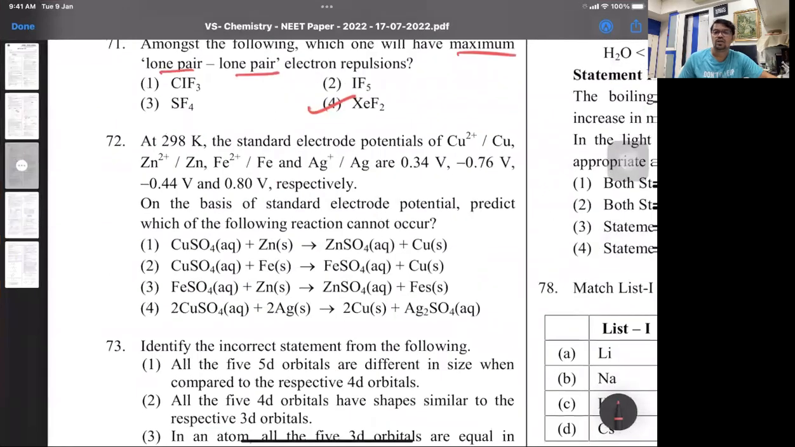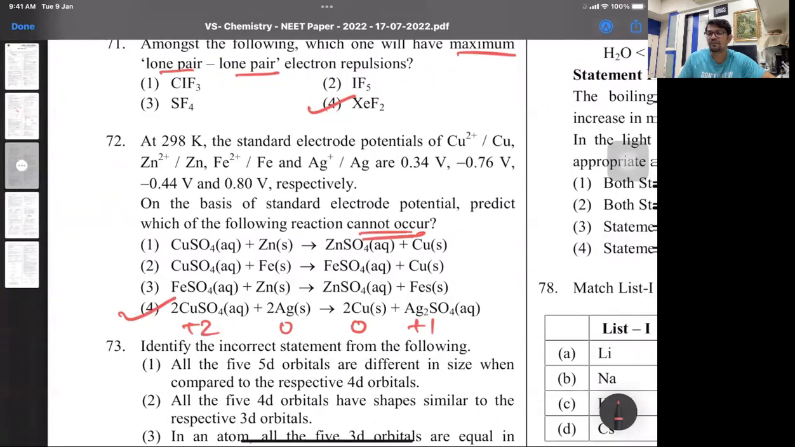Now it says you are given the electrode potential values of all the ions, and all are SRP values because they are reduction values, +2 to 0, all of them. And only for silver, it is +1 to 0. Now with respect to SRP, what we know is that the element with higher SRP will undergo reduction, lower SRP will undergo oxidation. So it says predict which cannot occur. Now what cannot occur is going to be D, option 1. Why? Because silver is getting oxidized and the cupric ions are getting reduced.